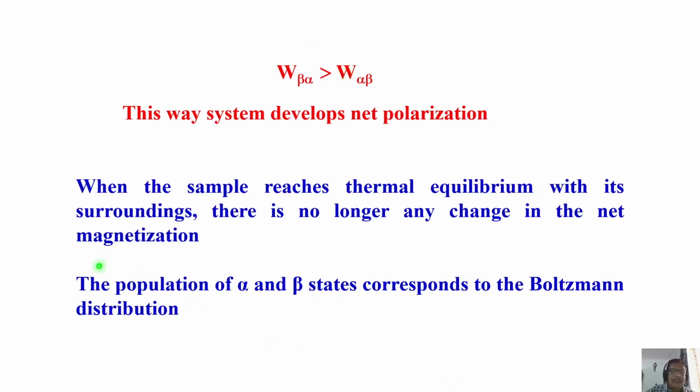Now, when the sample reaches thermal equilibrium, what is going to happen? It attains thermal equilibrium with the surroundings. Then there is no more change in the system, no more change in the net magnetization. The population between alpha and beta states has attained what is expected from the Boltzmann distribution, and there is no more change in the net magnetization.